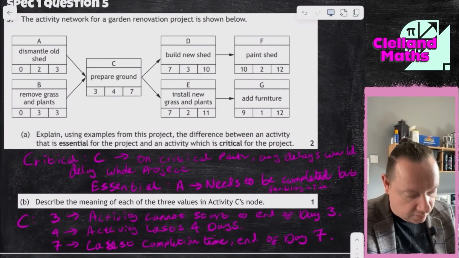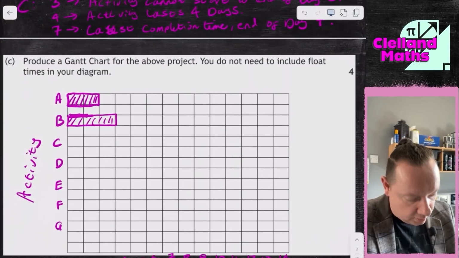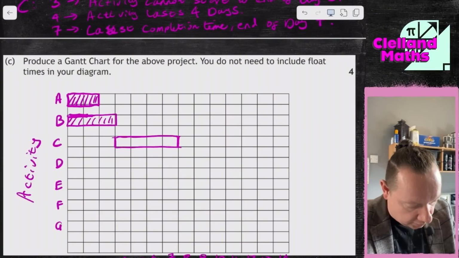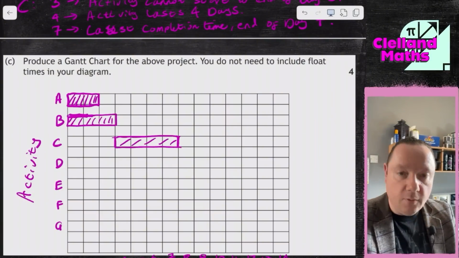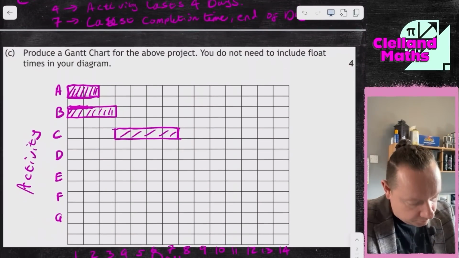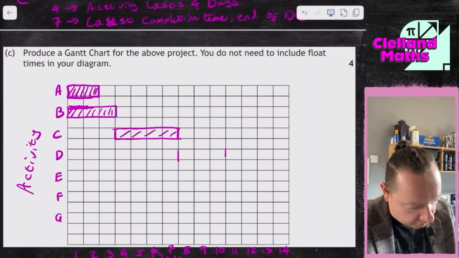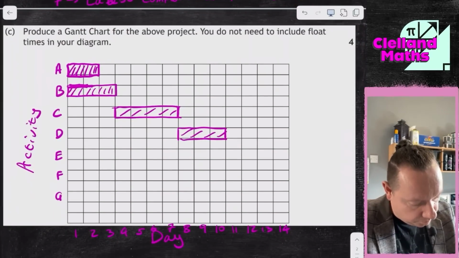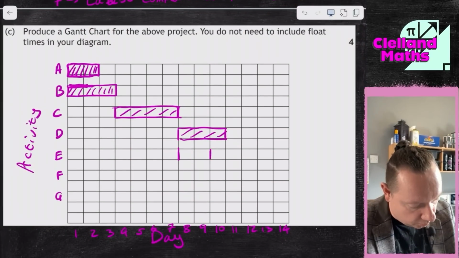C says starts at 3, lasts 4. So after that one is 3, 1, 2, 3, 4. Again, using a ruler where you're actually doing this, but there you are. And then D starts at 7, takes 3. So where's it? That one there. And then E also starts at 7 and takes 2. So just 2 boxes.